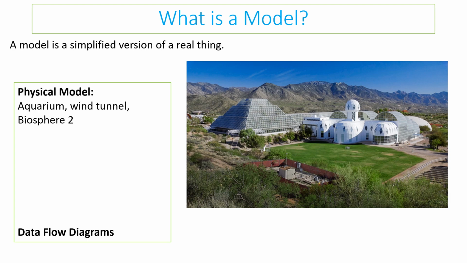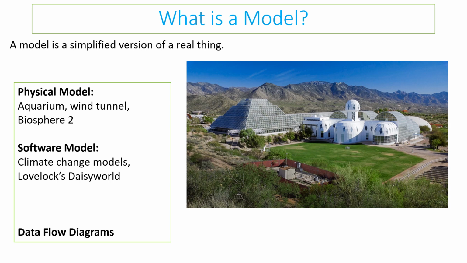So there are different types of models. It can be a physical model. So an aquarium is a good example of a physical model. It could be a wind tunnel, where we study artificial recreations of wind. And Biosphere 2 was a physical model of planet Earth. It could be a software model, so that could be looking at climate change models, predicting climate change in the future, or James Lovelock's Daisyworld, which I'll be mentioning in a few minutes. It could be mathematical equations, and it could be data flow diagrams.